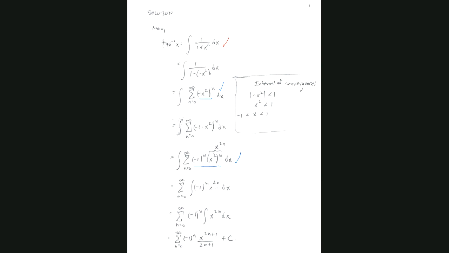All right. So we have that the arctangent of x equals the integral of the power series. But remember, the integral of a sum is the sum of the integrals. Okay, there's nothing here, right?